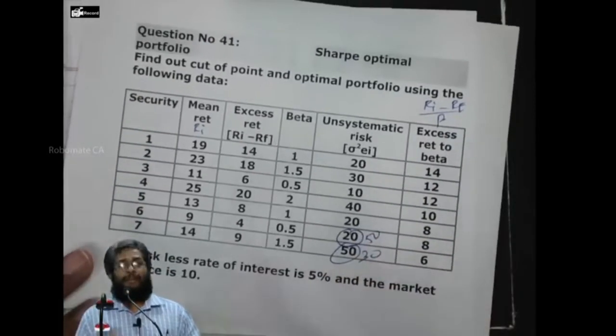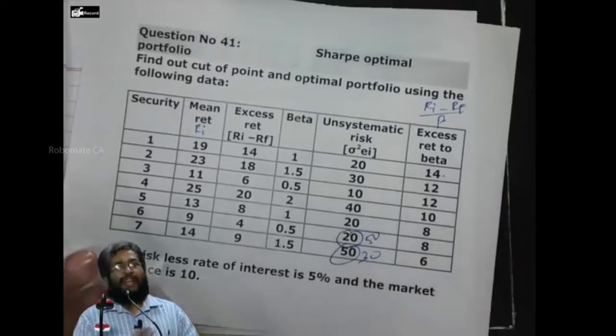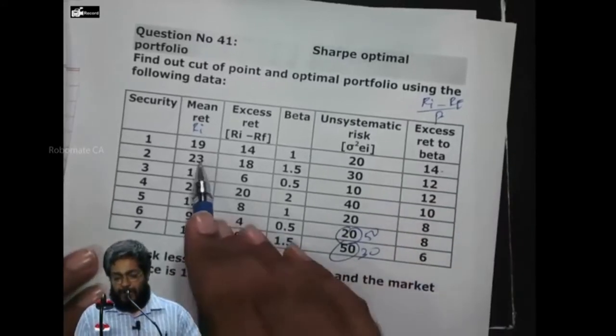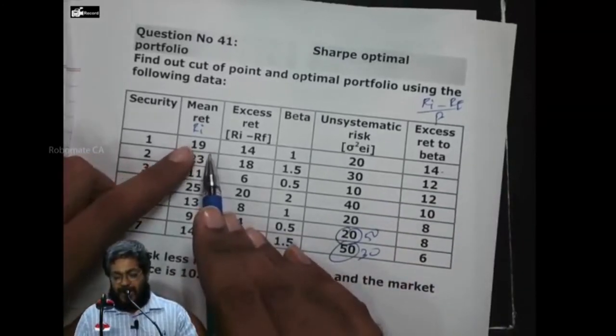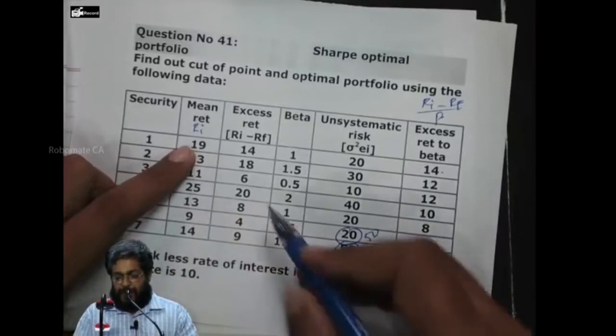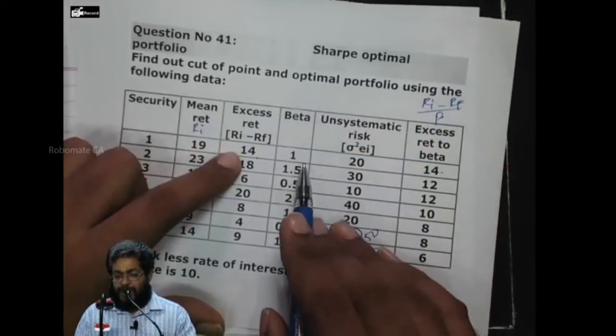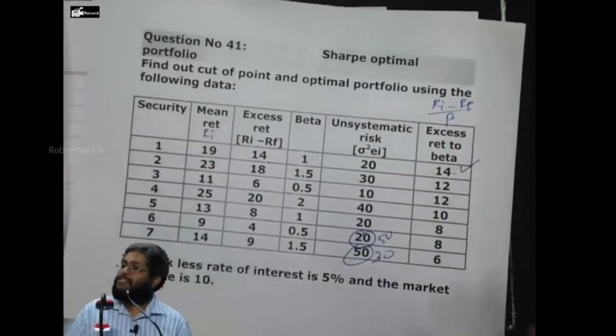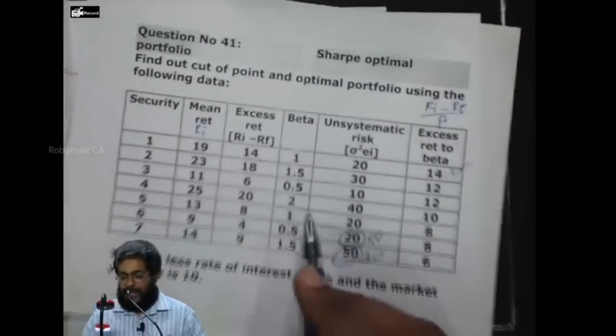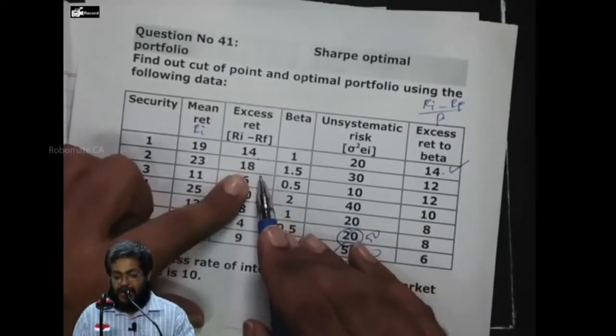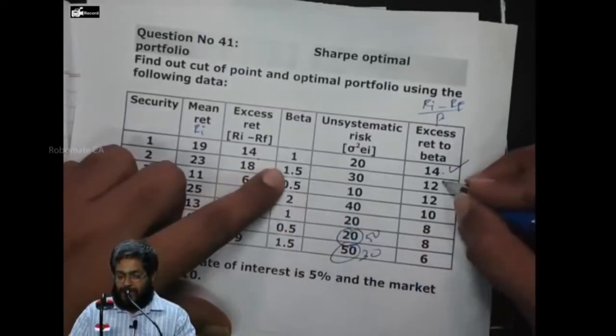Now, everybody please tell me how I got this 14. I want an answer. What is RI? 19 minus what is RF? 5. That is going to be 14. RI minus RF is 14 divided by beta 1 gives you 14. Respond yes or no. I want one more number. What is RI minus RF? 18 divided by 1.5 gives you 12.